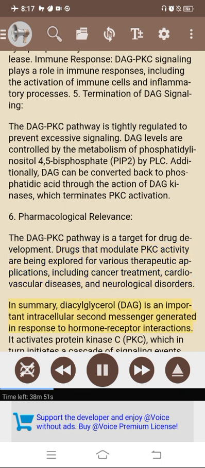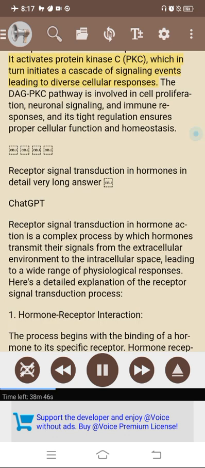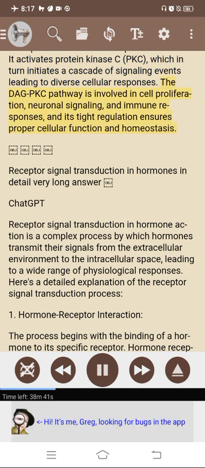In summary, diacylglycerol DAG is an important intracellular second messenger generated in response to hormone receptor interactions. It activates protein kinase C (PKC), which in turn initiates a cascade of signaling events leading to diverse cellular responses. The DAG-PKC pathway is involved in cell proliferation, neuronal signaling, and immune responses, and its tight regulation ensures proper cellular function and homeostasis. Receptor signal transduction in hormones in detail.